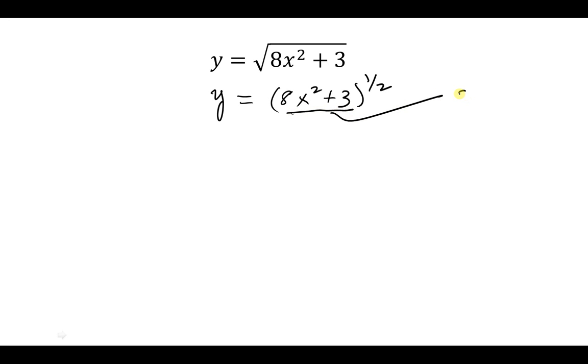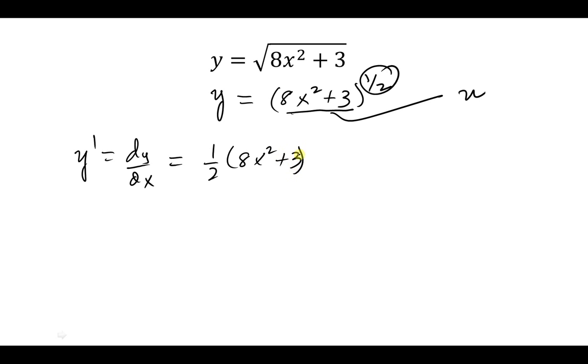Now if you come back to the video, this inner function is what we would call u, and we're going to say that y prime, which is also dy dx, is going to be the power times 8x squared plus 3 to the minus 1/2 power, and that takes care of taking the derivative with respect to the inner function. And now we're going to take the derivative of the inner function and multiply it by what we already have.